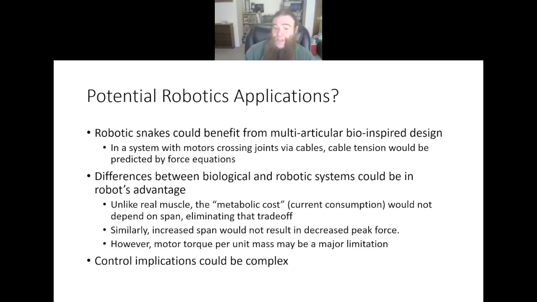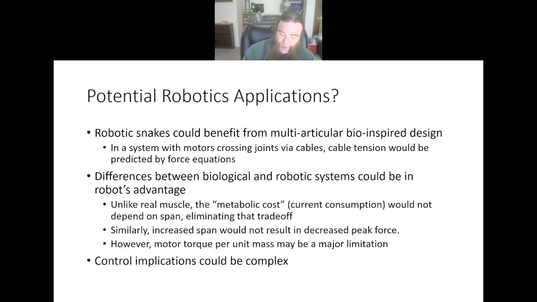So in real muscle, metabolic cost depends not just on cross-sectional area, but also length. You have to activate the entire length of the muscle to keep the force going. But in a robot, torque is the primary determinant of current cost. So basically your muscular span would not matter. Similarly, increased span would not necessarily result in decreased force. You could just have one motor per segment and a cable for the rest of it. So essentially a tendon ratio of whatever the maximum is.